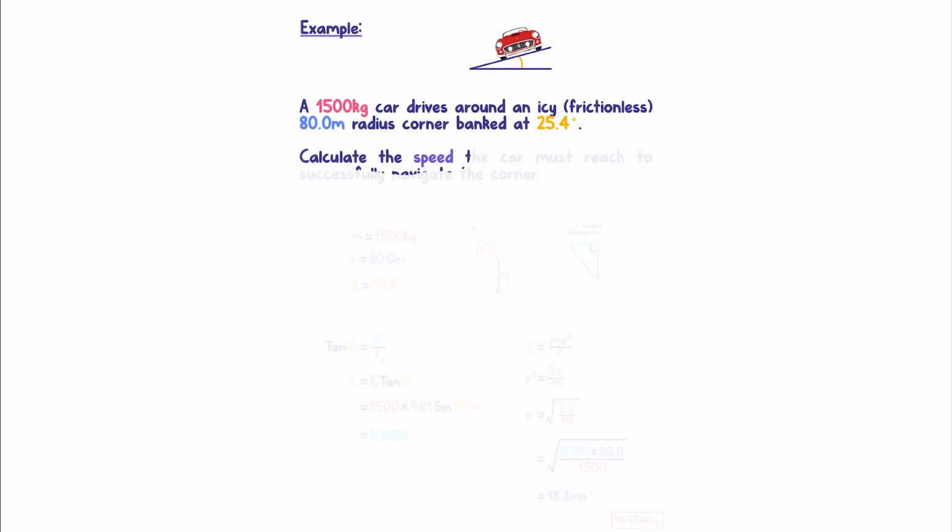Let's now use this in an example. A 1500 kilogram car drives around an icy or frictionless 80 meter radius corner banked at 25.4 degrees. Calculate the speed the car must reach to successfully navigate the corner. We know the mass, we know the radius of the curve, and we know the angle of banking. We know our gravitational force is downwards, and we know that the support force, which is another word for reaction force, is at our angle of 25.4 to the vertical. Adding these two vectors together, we get an unbalanced horizontal component, which is our centripetal force.